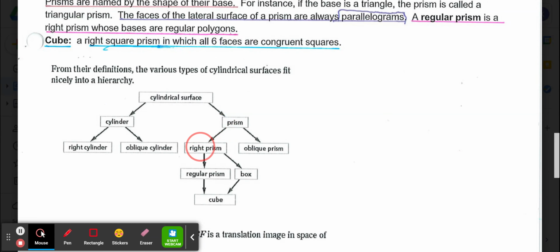Or if it's a right prism, that then can split to a regular prism or what we could consider some sort of box, what we might call a rectangular prism. So a box here could also be called a rectangular prism. And then if we have a rectangular prism that's also regular, meaning all four sides are the same, that would create a cube. So next to box here, feel free to put AKA rectangular prism.